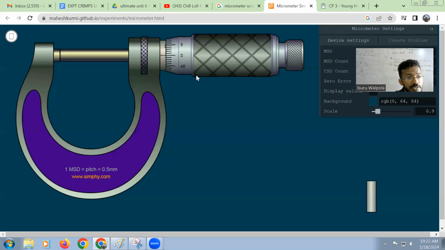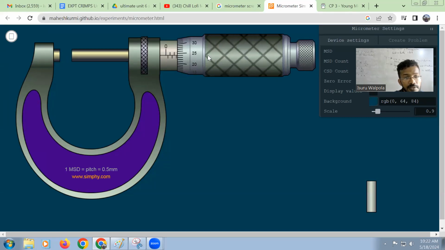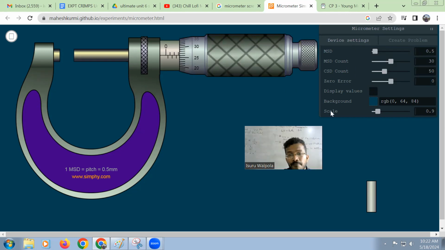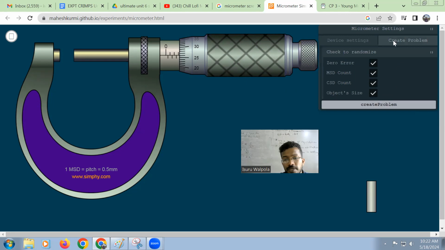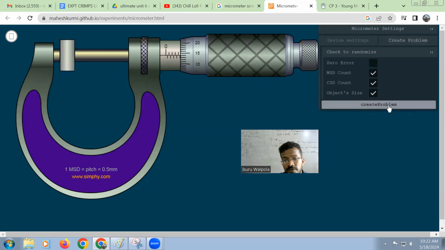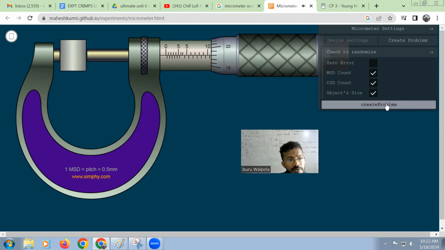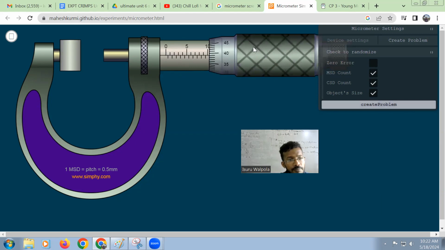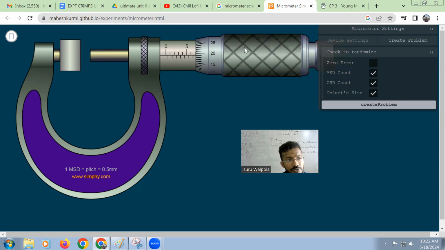So you can just run this. I think you can click create problem. They'll give you an object and then you can create problems here, but I don't think the solution is there. However, it's a good tool to practice with.